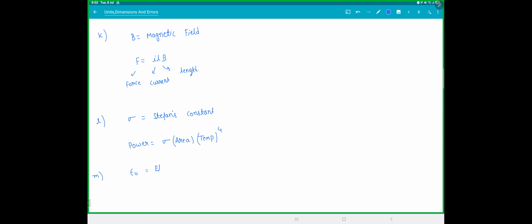Epsilon is called electric permittivity. This is given by F is equal to Q1 Q2 by 4 pi epsilon r square. This actually comes from Coulomb's law. This is force, this is charge, this is distance square. There. Let's finish off till here. If you can handle this, I think you can handle everything else.